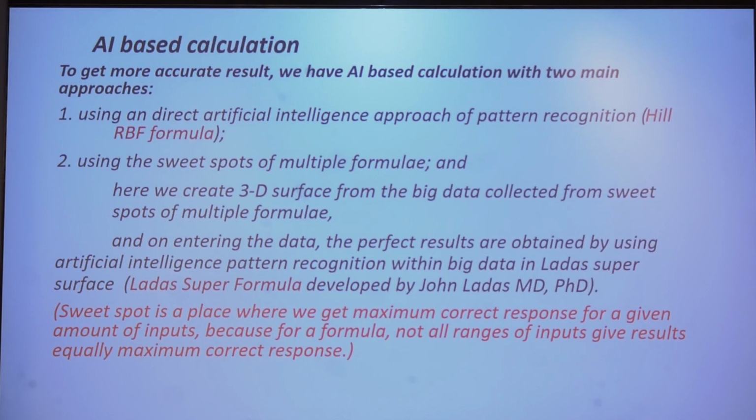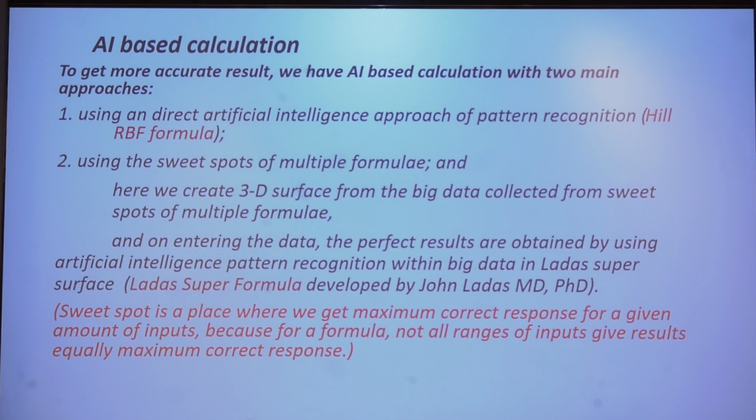Now come to the artificial intelligence-based calculation. It is meant to get more accurate results. We have artificial intelligence-based calculation with two main approaches. One uses the direct artificial intelligence approach by pattern recognition, that is Hill RBF. The other uses the sweet spots of multiple formulae. Here we create a 3D surface from the big data collected from the sweet spots of multiple formulas. On entering the data, the perfect results are obtained by using artificial intelligence pattern recognition within the big data in Ladas's super formula, developed by John Ladas.